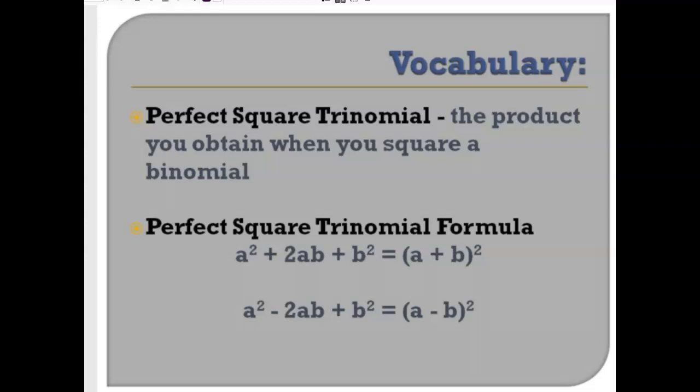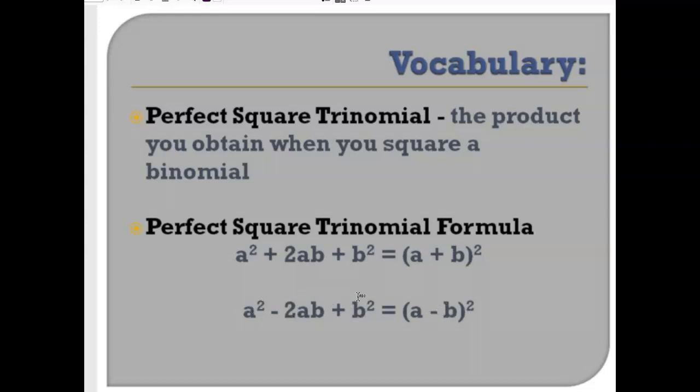Our second technique is a perfect square trinomial. A perfect square trinomial is the product you obtain when you square a binomial, with a perfect square at the beginning and the end in our trinomial formula. So a trinomial will look like a squared plus 2ab plus b squared. If you have plus plus, it's a plus in the middle. If you have a squared minus 2ab plus b squared, then it's a minus in the middle.